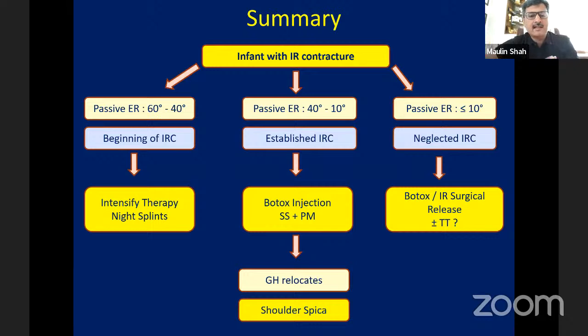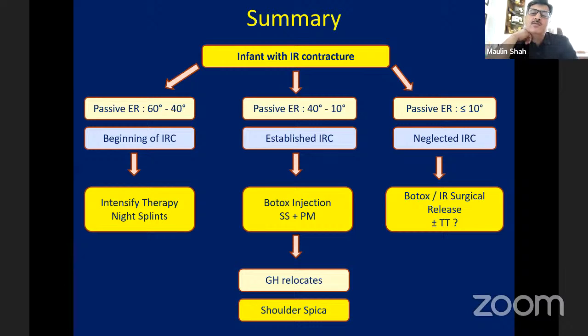You understand that the reason for giving Botox here is to prevent co-contraction. The most common co-contraction is between shoulder internal rotators and external rotators. And second, as per Dr. Chuang, is between pec major and deltoid. So to relieve those co-contractions, we give this.